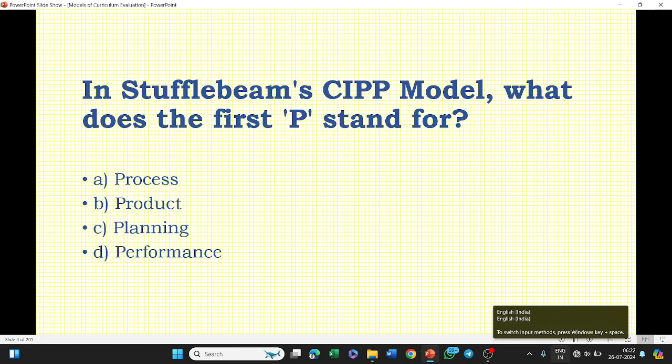Next, in Stufflebeam's CIPP model, what does the first P stand for? Process, product, planning, performance. Answer of this question is option A, that is process.